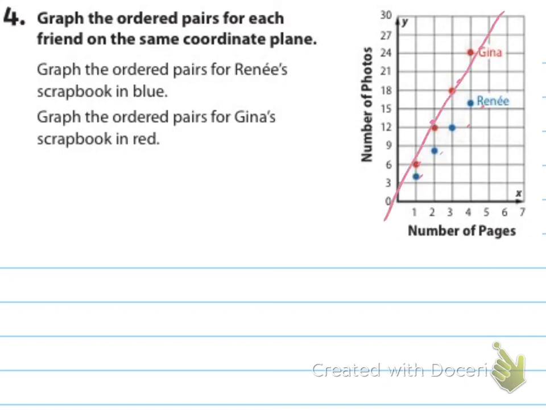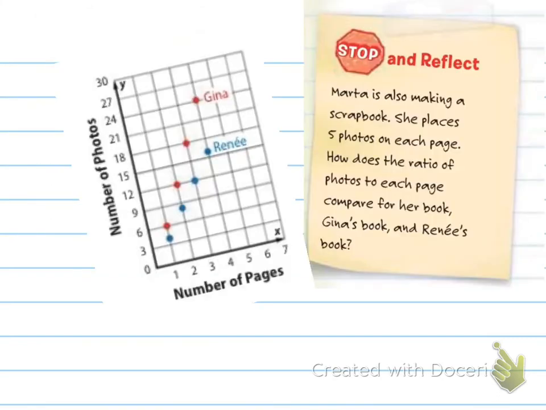You'll notice that Gina is a steeper line than Renee. Steeper meaning that if you were having to climb up this hill, this one would be harder to climb up than if you had to do Renee's like this. Okay, steeper means harder to climb up, or you'll go down really fast, that kind of thing. Alright, and we're just going to stop and reflect. This is the last part, so don't worry, this is almost over.